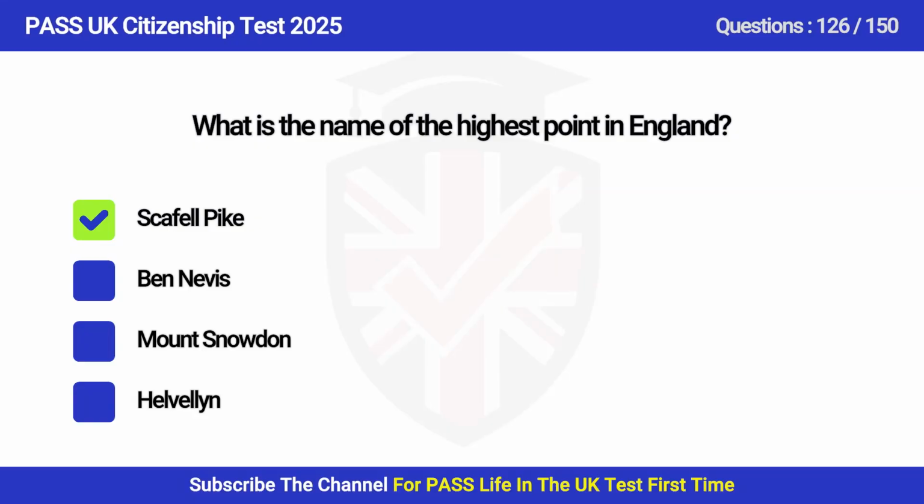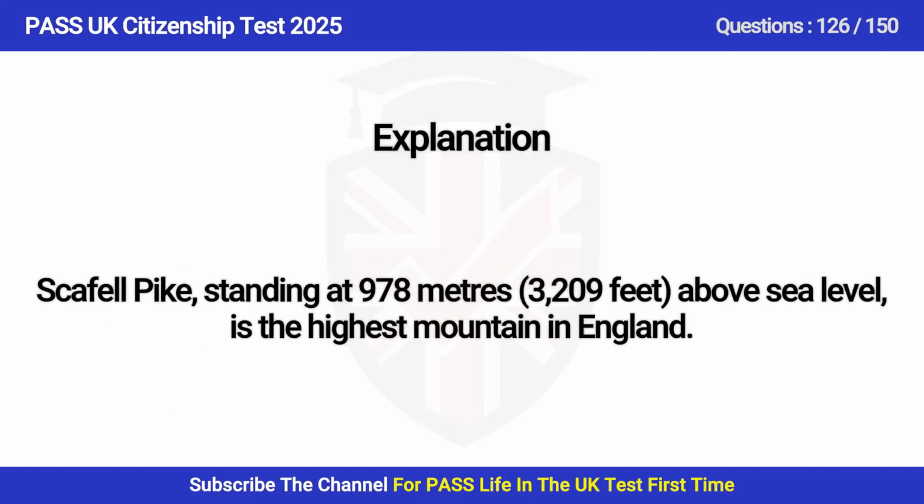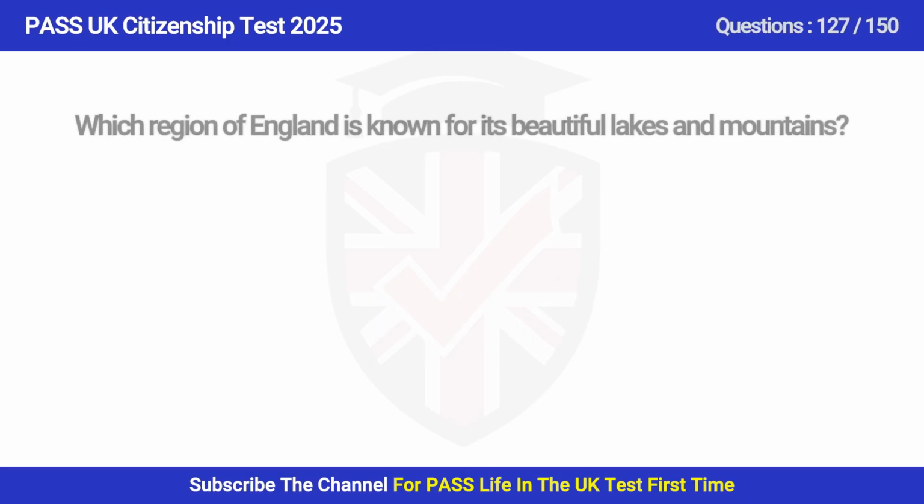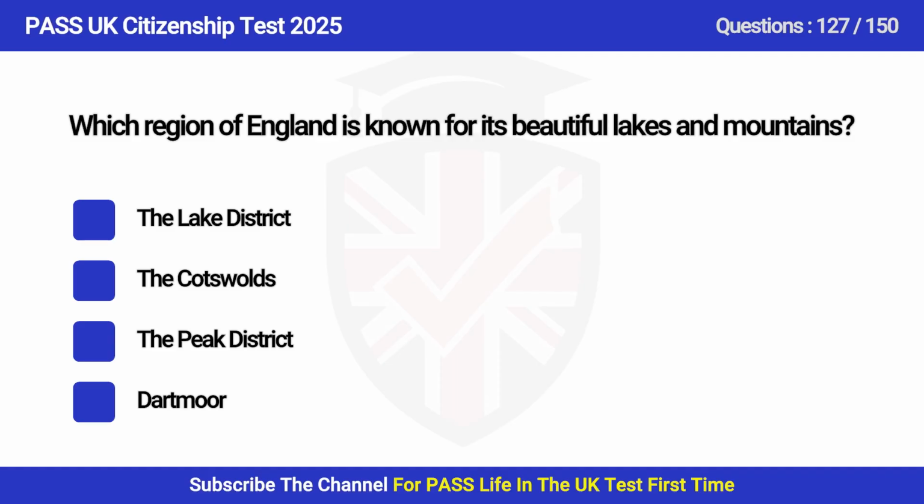Answer is A. Pike. Pike, standing at 978 metres, 3,209 feet above sea level, is the highest mountain in England. Question 127. Which region of England is known for its beautiful lakes and mountains? A. The Lake District, B. The Cotswolds, C. The Peak District, D.